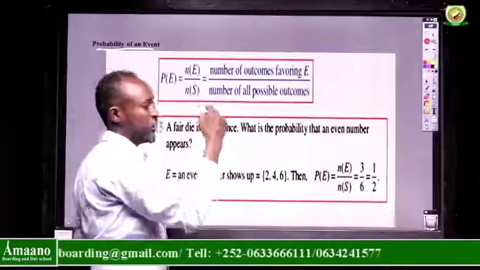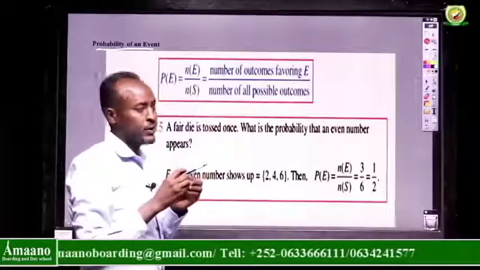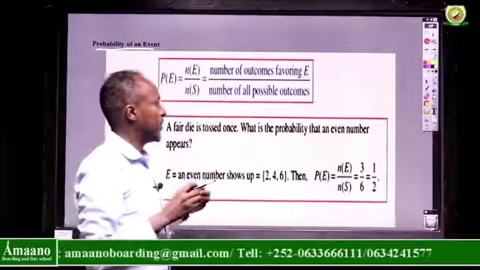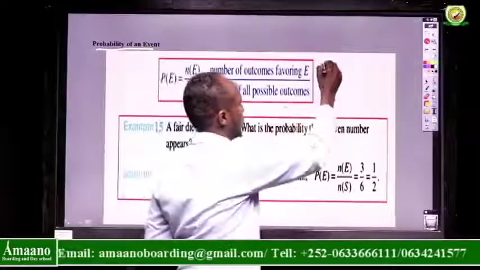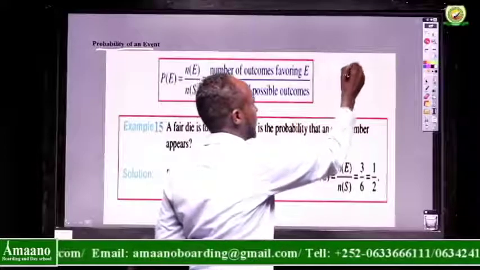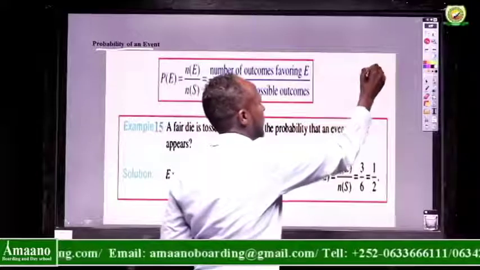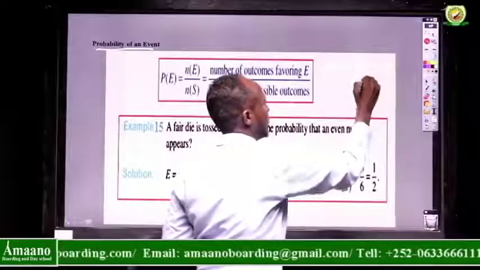The number of favorable outcomes divided by the number of all possible outcomes. Or we can say that the probability of an event, P of E, is the required outcome divided by total possible outcome.